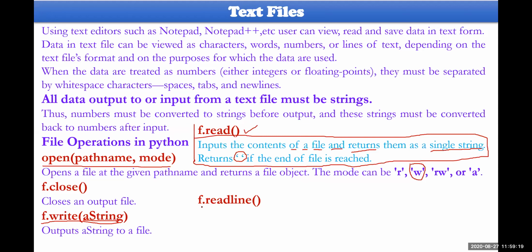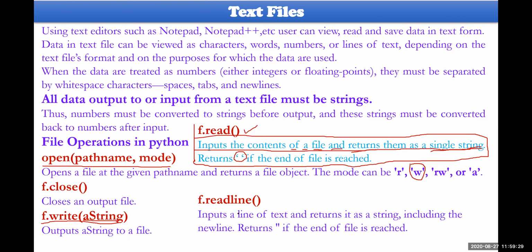Whereas f.readline will read continuously at a time, and the total line will be read by this readline at a time. So in this way, it is going to read. If it is the end of the file, obviously it also returns the null character. So these are the 5 operations which we would like to concentrate on while working with text files.